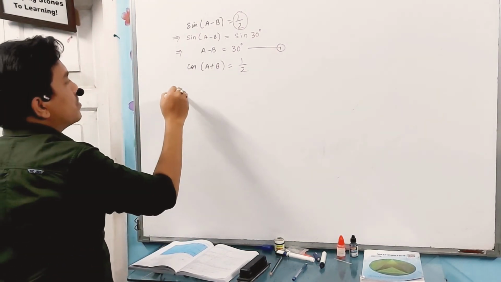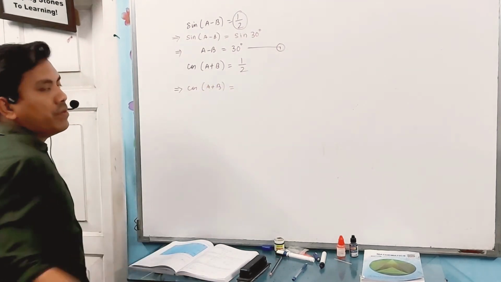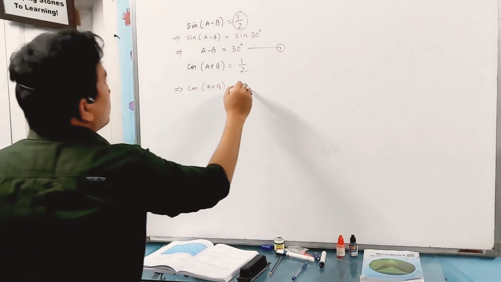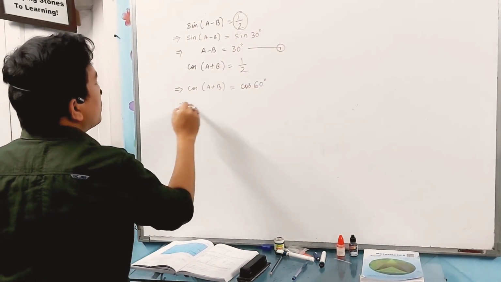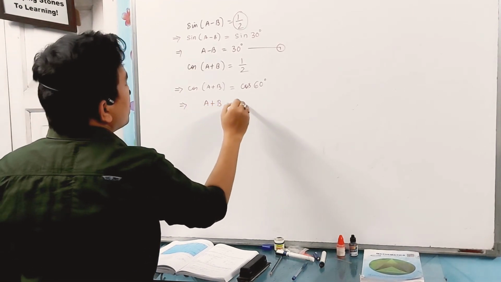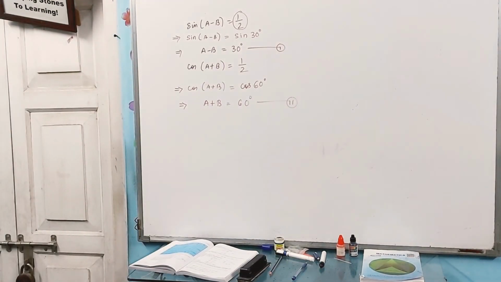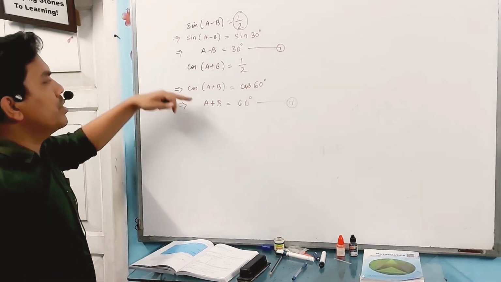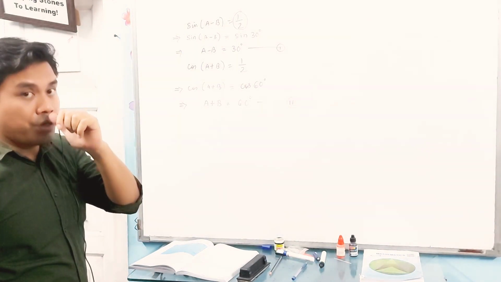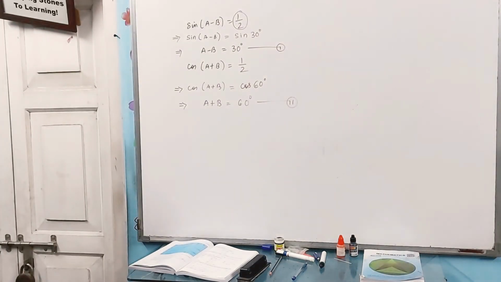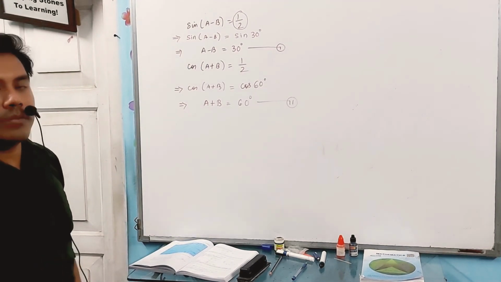Now, here also cos A plus B. Half is the value of cos what? Cos 60 degree will be equal to half. So we got A plus B equal to 60 degree, equation number 2. We got two equations, and in each equation there are two variables and they are linear equations. So we can apply one of the methods: substitution method, elimination method, cross multiplication method.